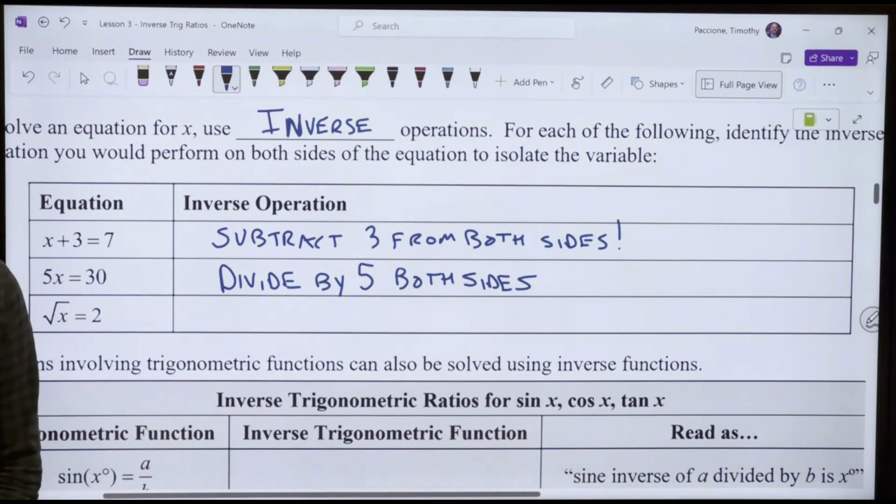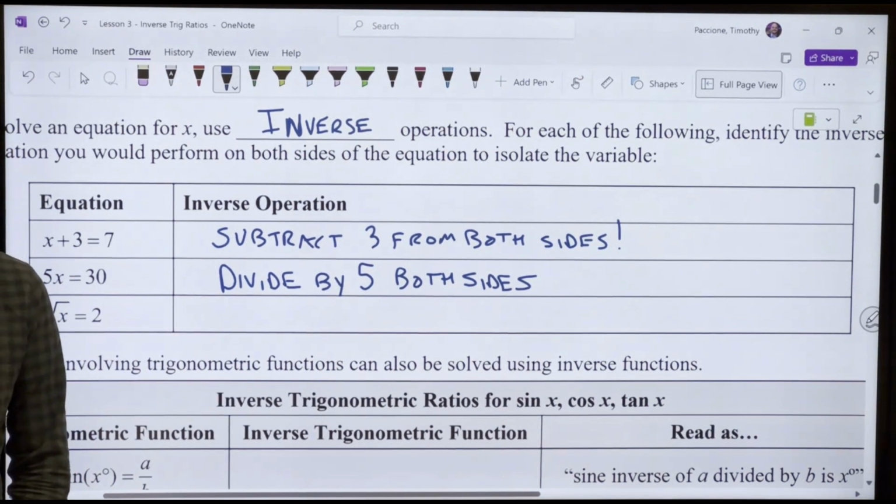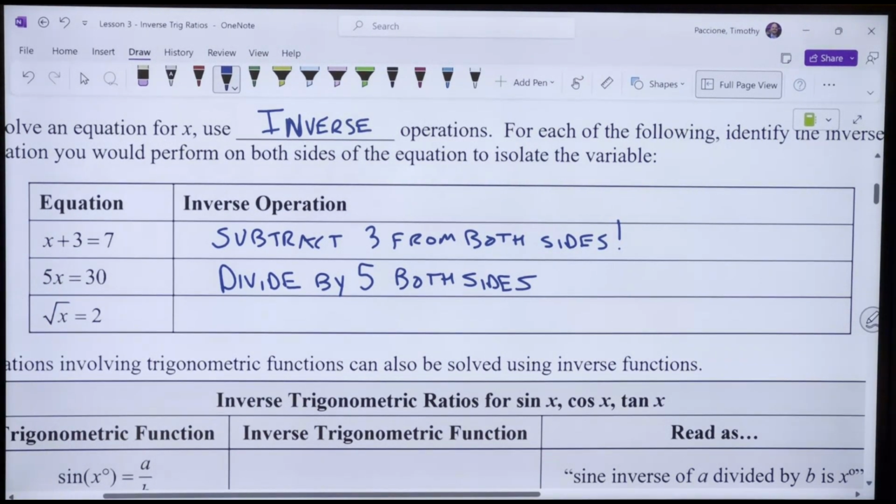Right? Now, we got to do both sides. On our test, some of us just squared one side or raised one side. You always do it to both sides. Otherwise, it won't be equal anymore, because you're doing something to one side, you're not doing it to the other side.